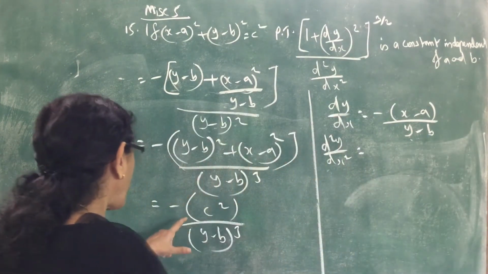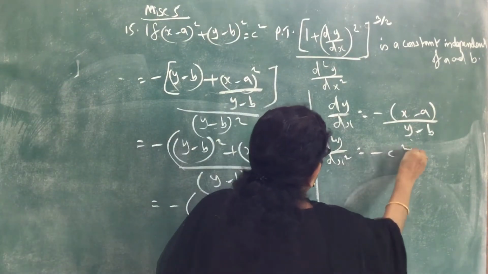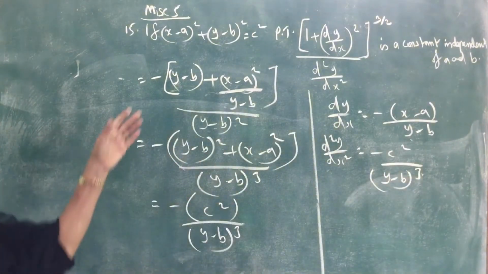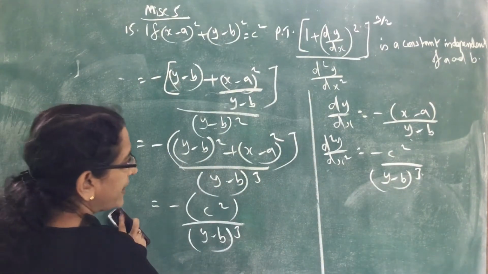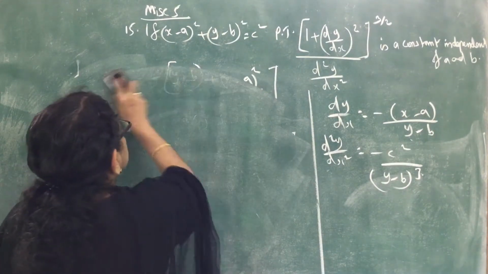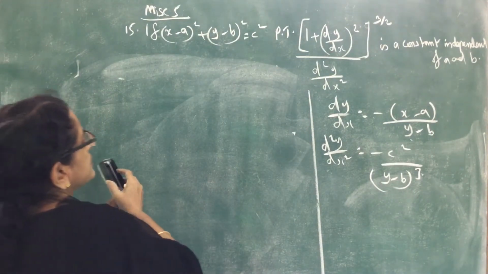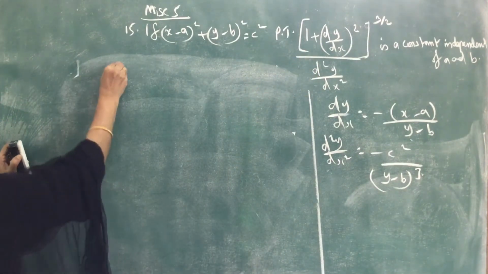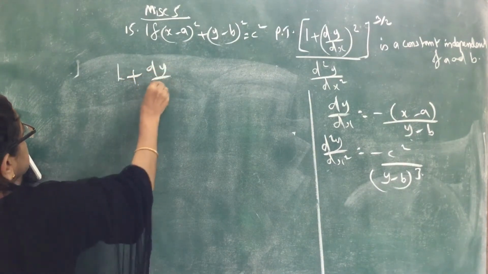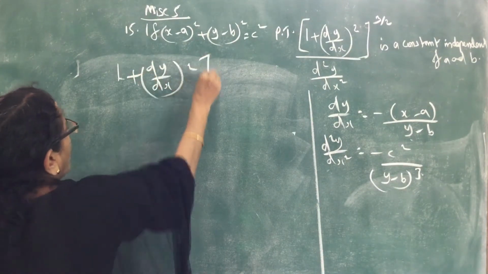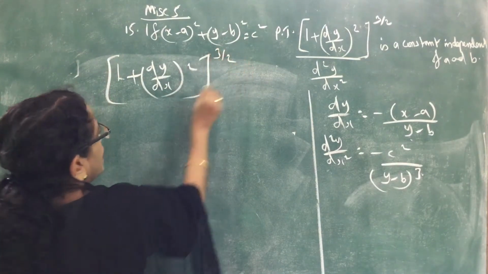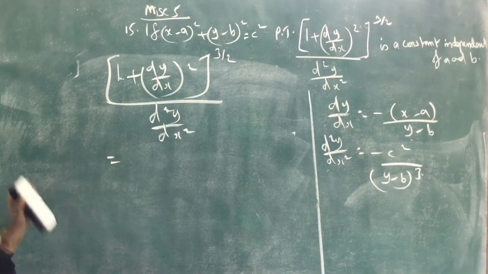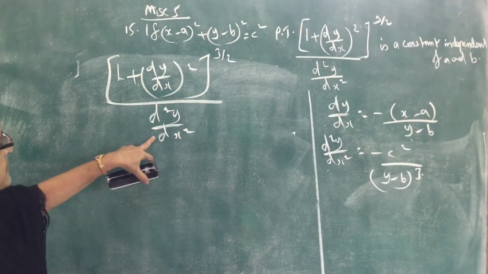So we got d square y by dx square equal to minus c square divided by (y minus b) whole cube. Now we are going to take the expression and simplify. We have to prove this expression: 1 plus (dy by dx) whole square, whole raised to 3 by 2, whole divided by d square y by dx square. Take this expression and substitute dy by dx and d square y by dx square.